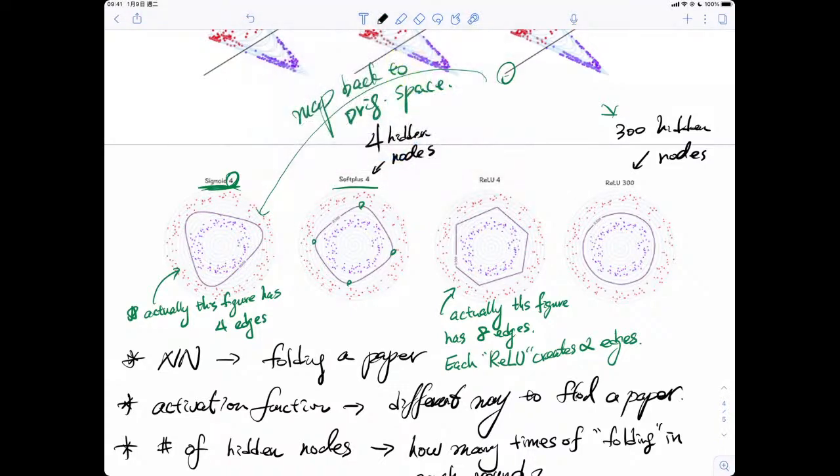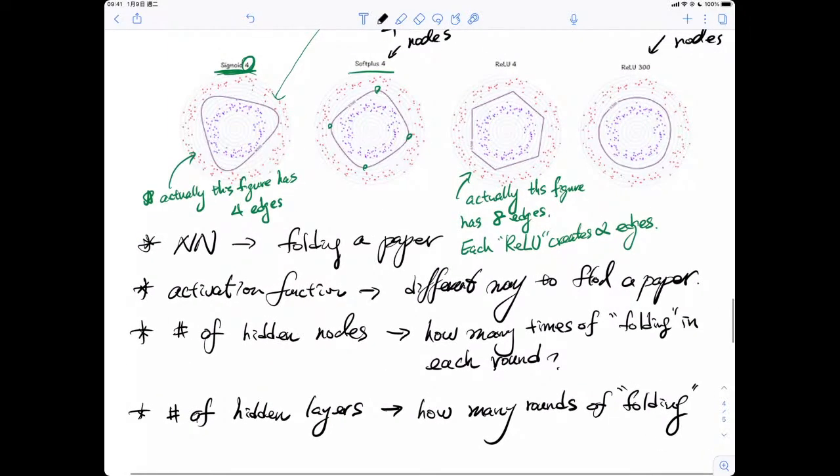So if you have more layers, you have more time to squeeze your data, to transform your data. So here are the notes I wrote for you. Basically, if you design a neural network, it is similar to folding a paper. That means you crunch your data, you squeeze your data. The activation function you use in your neural network is a different way to fold your data, to push your data from the original space to a new latent space.